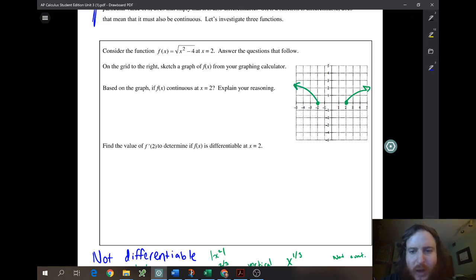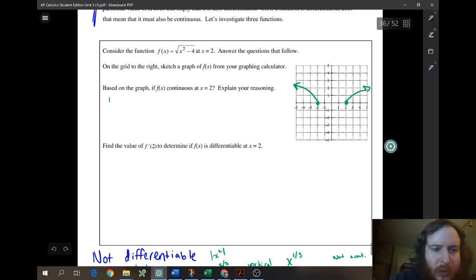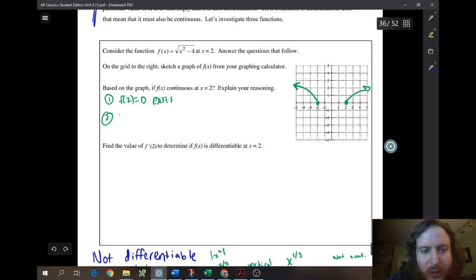Now, based on the graph, is it continuous at 2? It's not, but we need to kind of show it with the 3 rules. So the first rule, f of 2 does exist. f of 2 is equal to 0. That exists. But for the second rule, the limit as x approaches 2 on the right side exists. On the right side, we are approaching 0. But on the left side, there is no left side at 2. So on the left side, that doesn't exist.